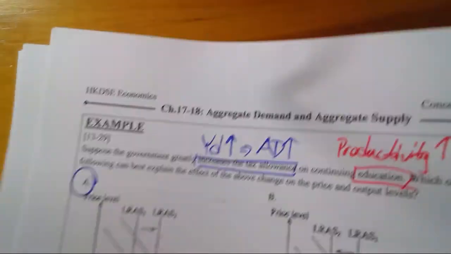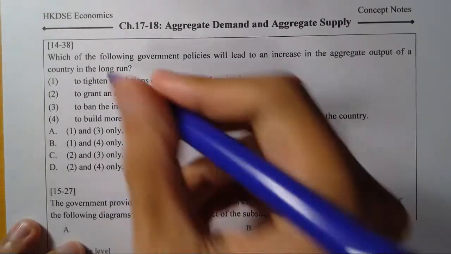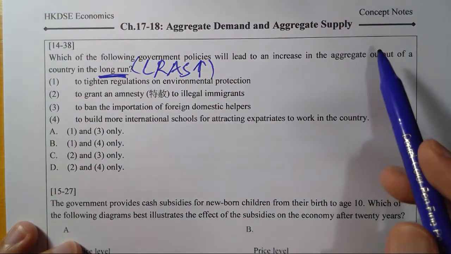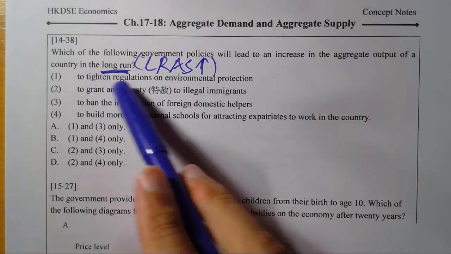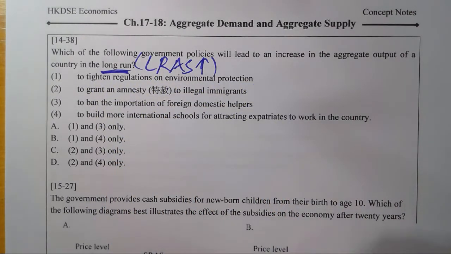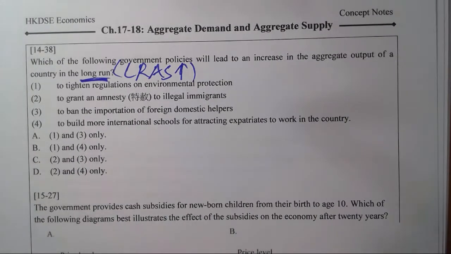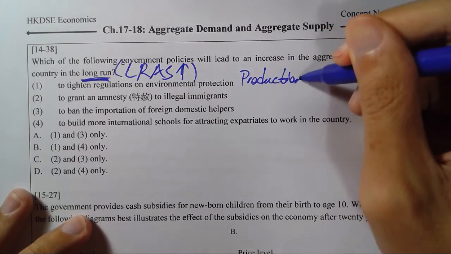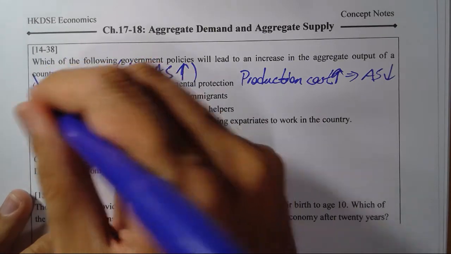Okay, 好嘛? So next one. Now, increase in aggregate output in the long run. Now, long run aggregate output can only be increased by increasing LRAS. Okay, so let's see which one. Tighten regulation on environmental protection. Now, when you tighten regulation, it means firms cannot produce so efficiently. Or 係咪冇咁有效率啦做嘢係咪啊？嗱 therefore you can think of it like production cost goes up, right? Therefore AS would go down, not the things we want.